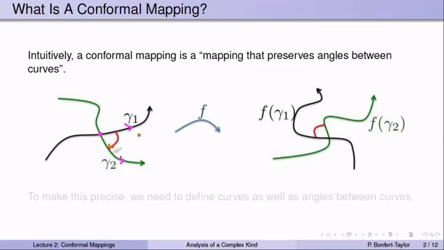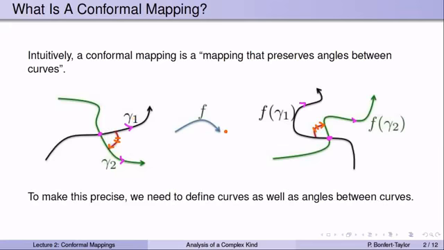Now let's imagine a function f maps this picture to a separate picture. So here's f of gamma 1, and here's f of gamma 2, and again, if I stand at the point of intersection and look from f of gamma 1 to f of gamma 2, I get another oriented angle. If these two angles are the same, then we say the mapping f preserved that angle. So a conformal mapping is a mapping that preserves all angles between all curves you could possibly draw.